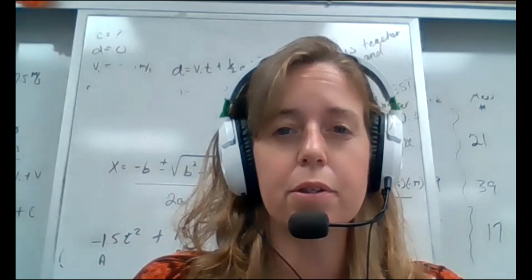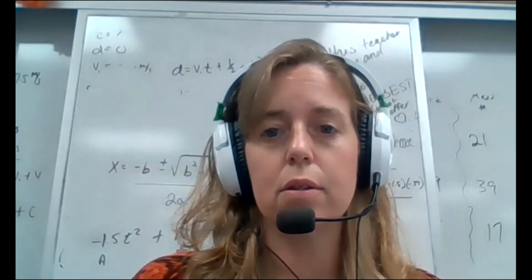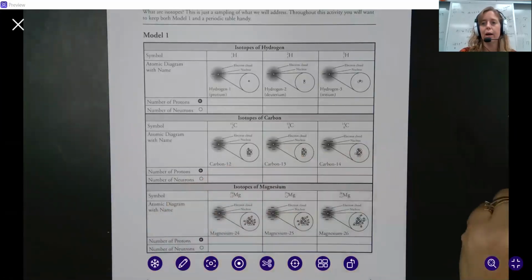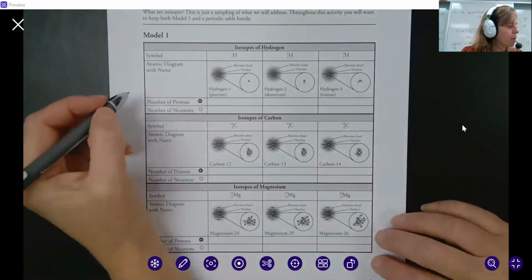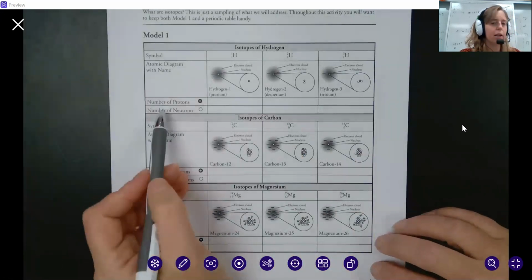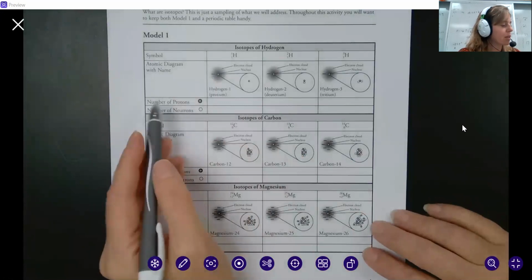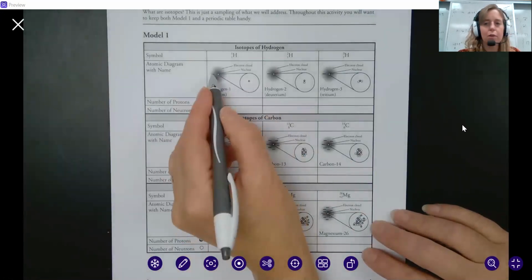I'm going to share my screen here. Okay, so here we go. This is the POGIL that you should have had, and I'm going to go over what the different things are here. The first thing I want you to fill in is model 1. This is model 1, okay? It gives you a snapshot of what's inside the nucleus.